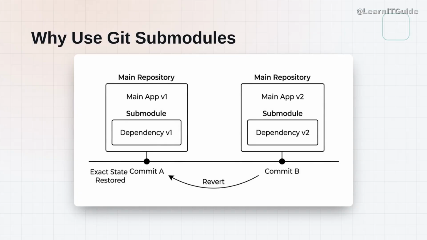So why use them? First, they are built into Git, so there are no external tools to manage. Second, they provide atomic commits. When you commit a change in your main repository that includes a submodule update, that commit represents the exact state of your entire system. If you ever need to revert to a state from 6 months ago, Git restores the submodule to the exact version it was at that time, which is incredibly powerful for debugging.